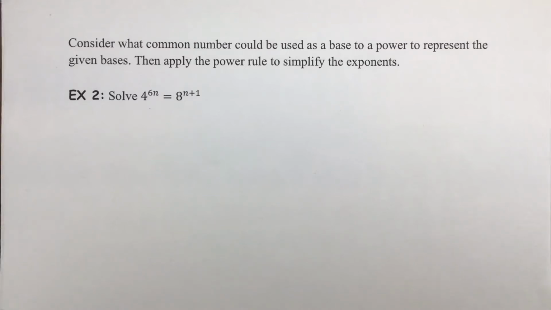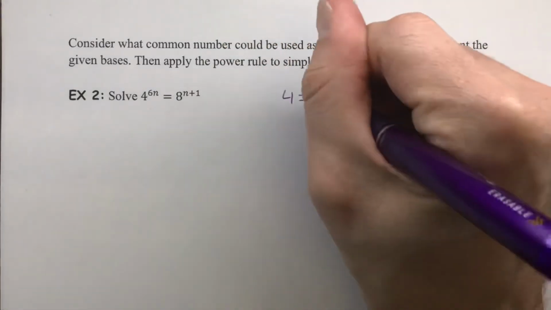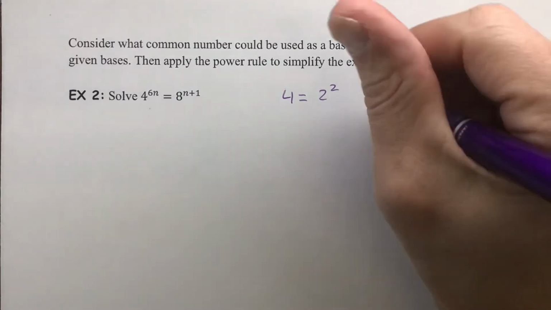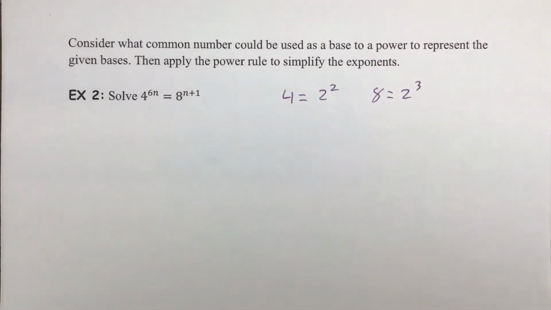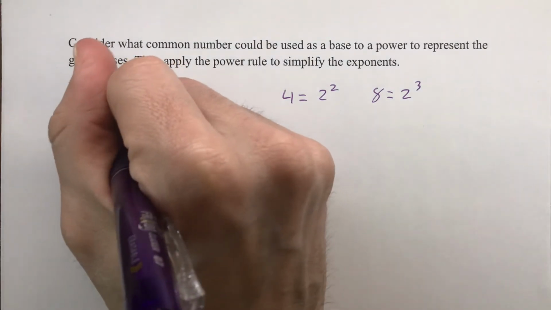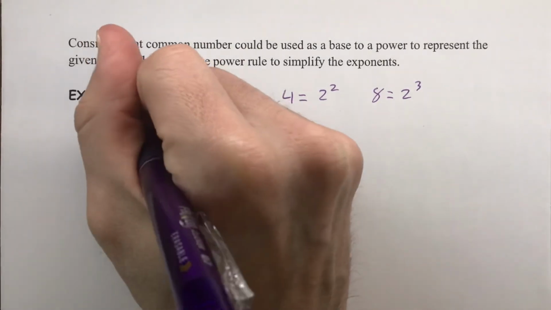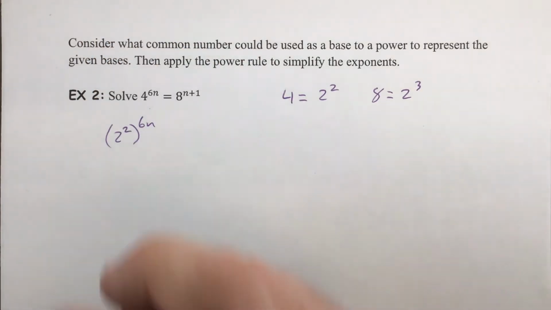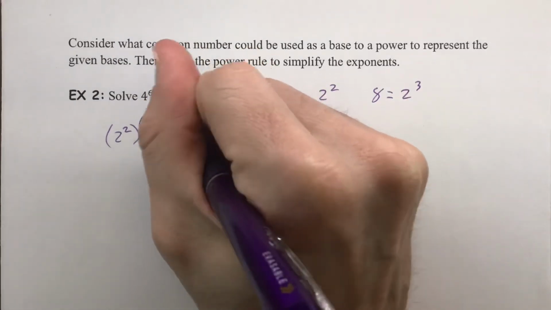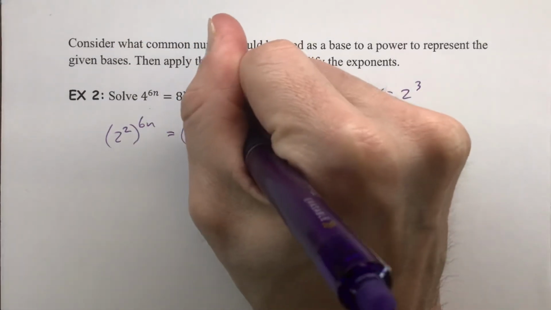So we want to think about the 4 and the 8 and their relationship. And really think, is there a certain number that we could raise to a power that produces 4? And then that same number could be raised to a power to create 8. And there is, and that number is 2. 4 is the same thing as 2 squared. And 8 is the same thing as 2 cubed. So what we're going to do is substitute those in for the bases. So we're going to have 2 squared, and that is going to get raised to the 6n power. And this is going to be equal to 2 cubed raised to the n plus 1 power.